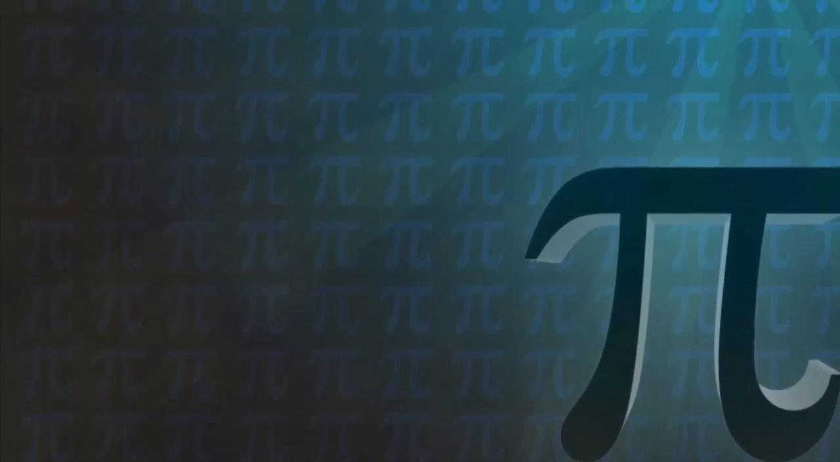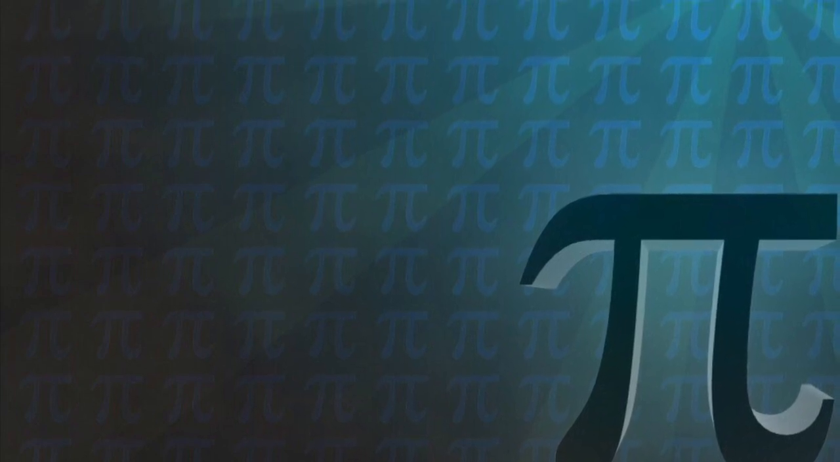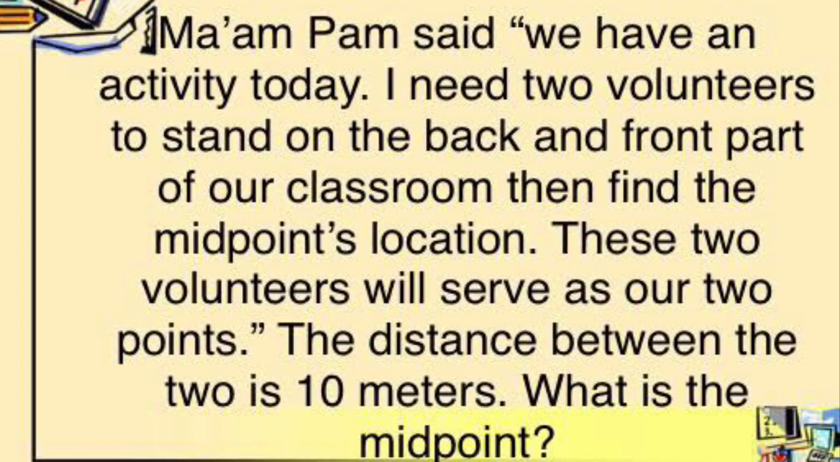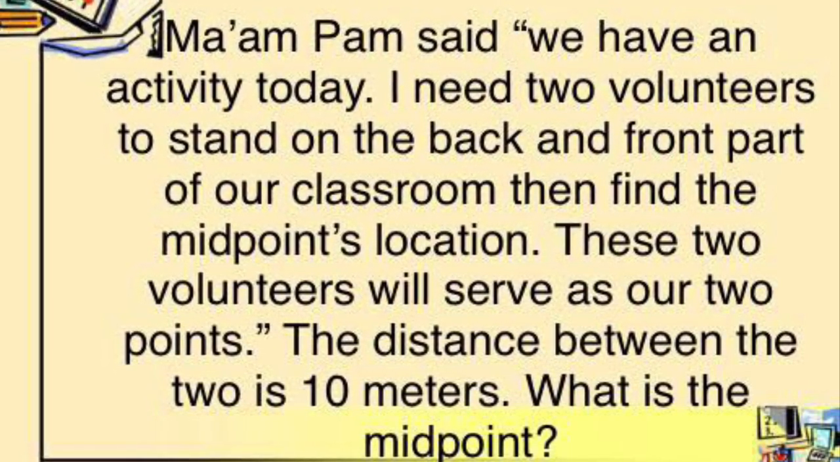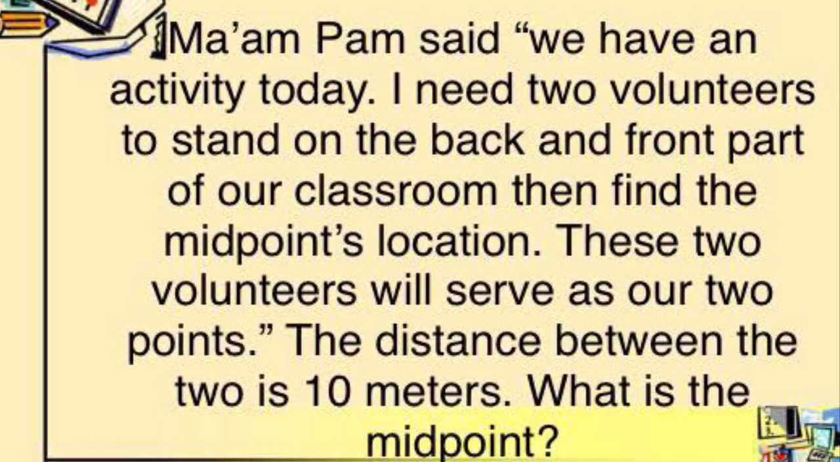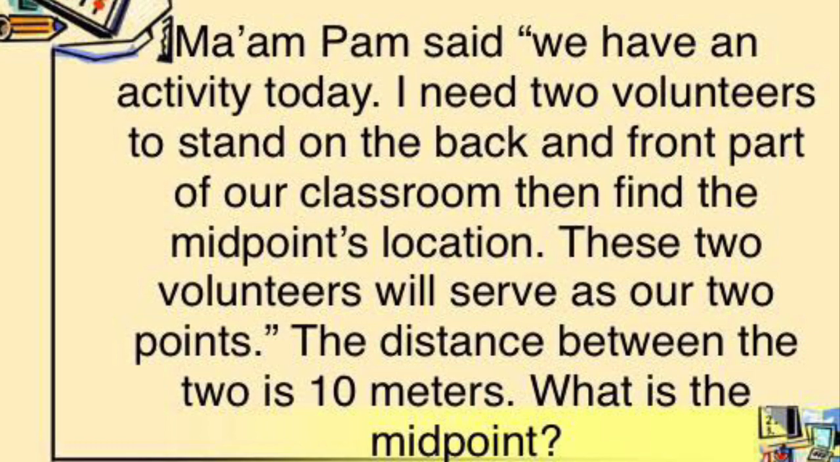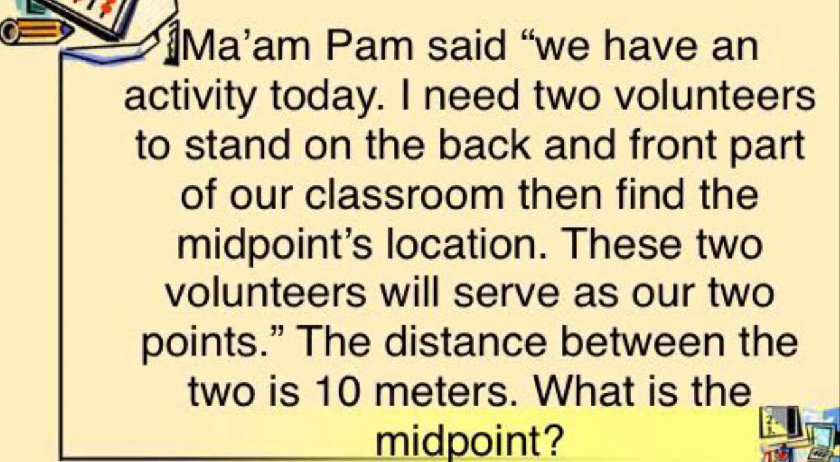If you have already 2 points on the number line, you can now determine the midpoint's location. For example, Ma'am Pam said we have an activity today. I need 2 volunteers to stand on the back and front part of our classroom, then find the midpoint's location. These 2 volunteers will serve as our 2 points. The distance between the 2 volunteers is 10 meters.